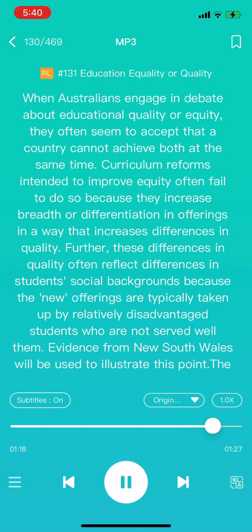Education equality cannot ensure education quality. Education quality cannot ensure education equality. Countries fail to achieve both but now possible. Important government.